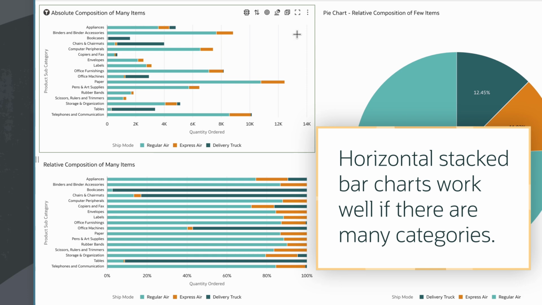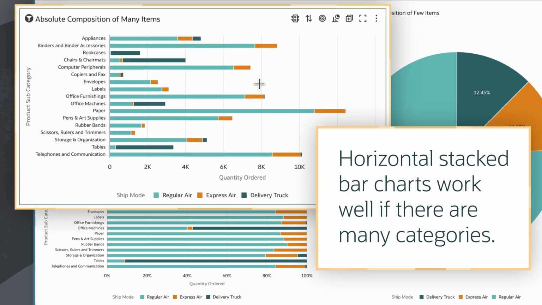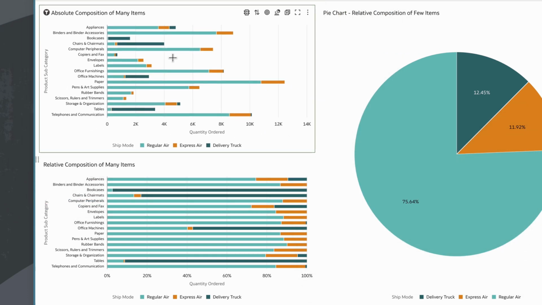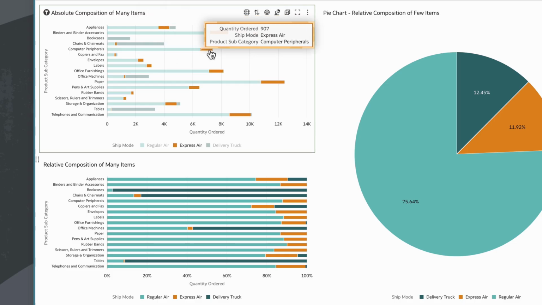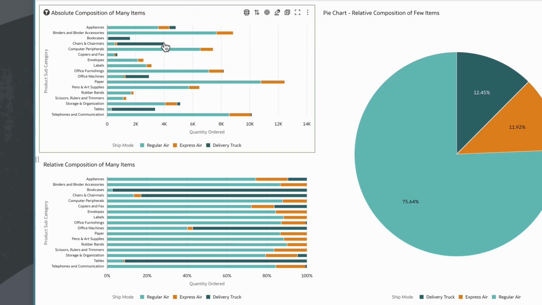If there are many categories, I can use a horizontal stacked bar chart. This chart shows quantity ordered by product subcategory. The color coding shows the composition of ship mode across each bar. Horizontal charts work well when I want to show absolute or raw composition of data attributes.